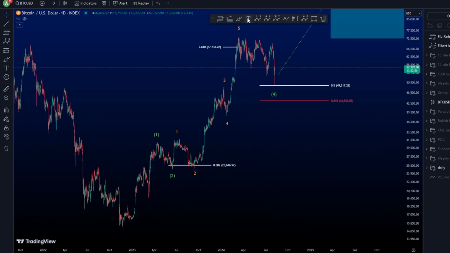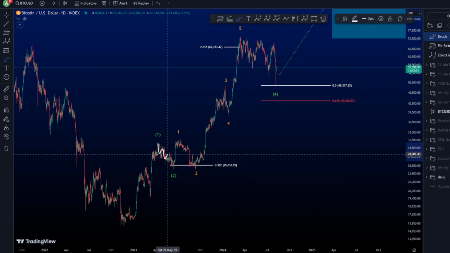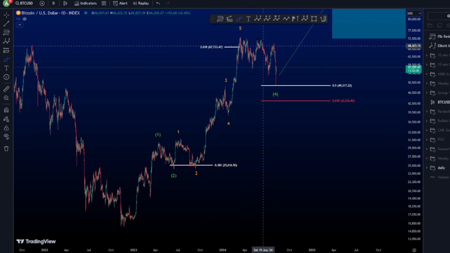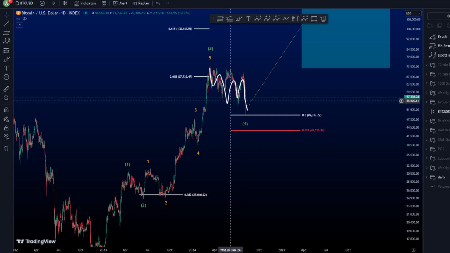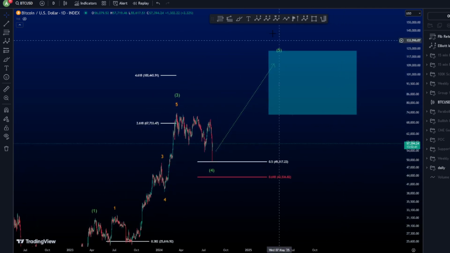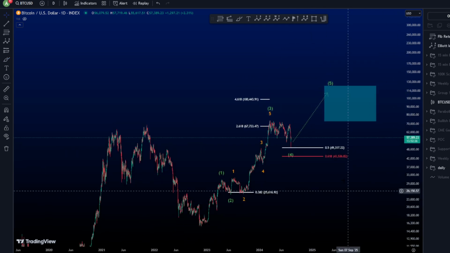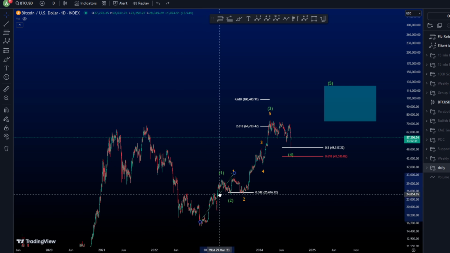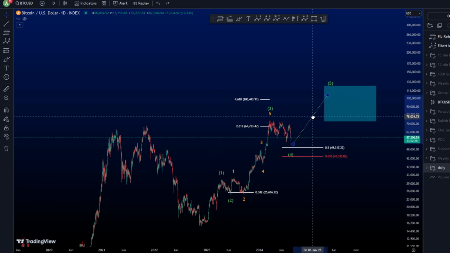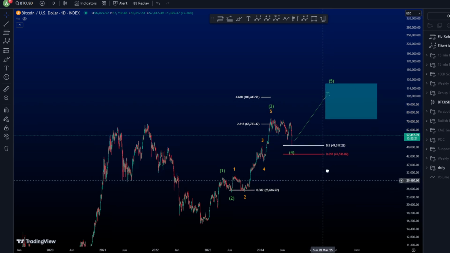And you can see also the alternation between the wave 4 and the wave 2, where the wave 2 is very complex and shallow, while the wave 4 is very sharp and sideways, right? And we are looking for a wave 5 towards the upside to the blue box, hitting at least 100k. Taking the measure from the wave 1, starting from a wave 5 to here, we can see that we might hit almost at least 100k and over it.